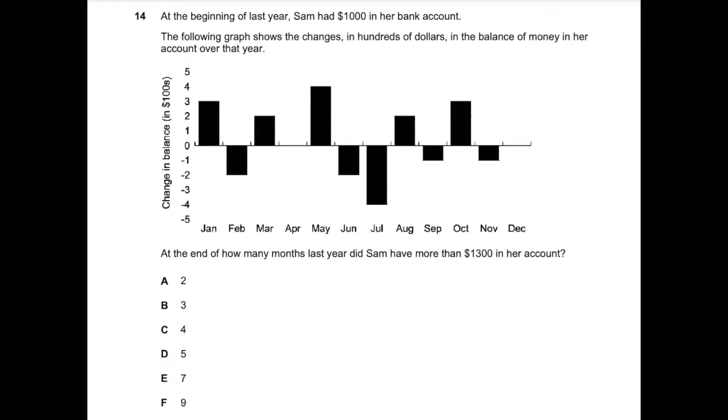August, $1,100 plus $200 equals $1,300. September, $1,300 minus $100 equals $1,200. October, $1,200 plus $300 equals $1,500. November, $1,500 minus $100 equals $1,400. December, $1,400 plus 0 equals $1,400. Therefore, there were a total of 5 months at the end of which Sam had more than $1,300 in her account. Thus, option D is correct.